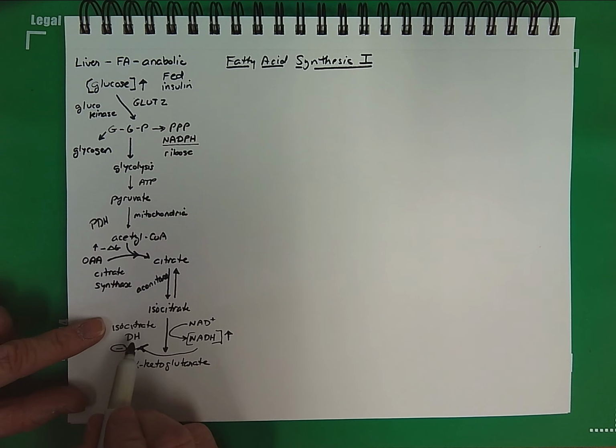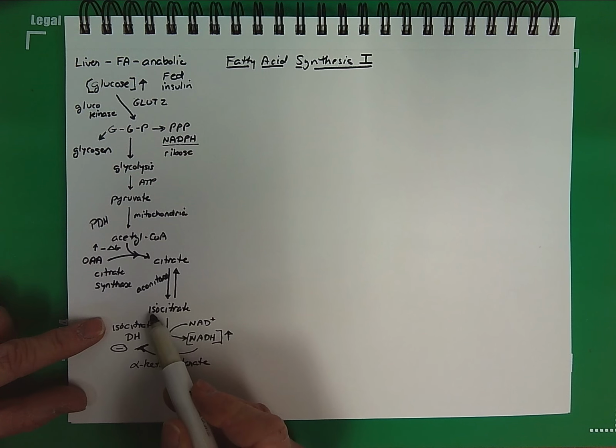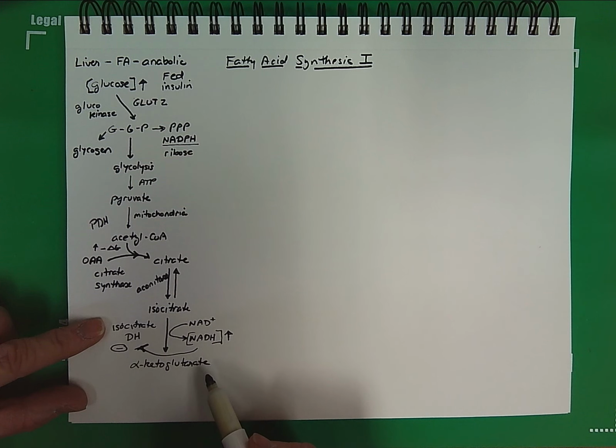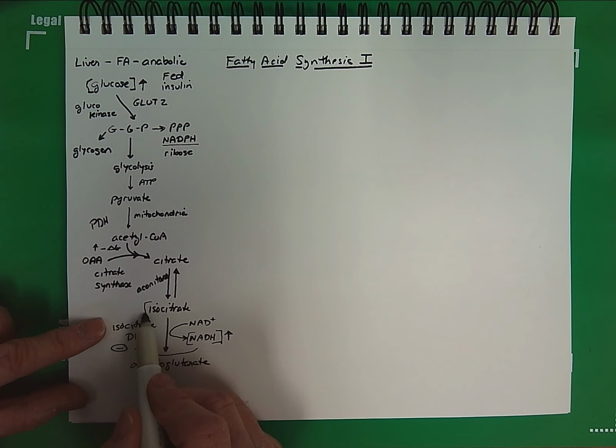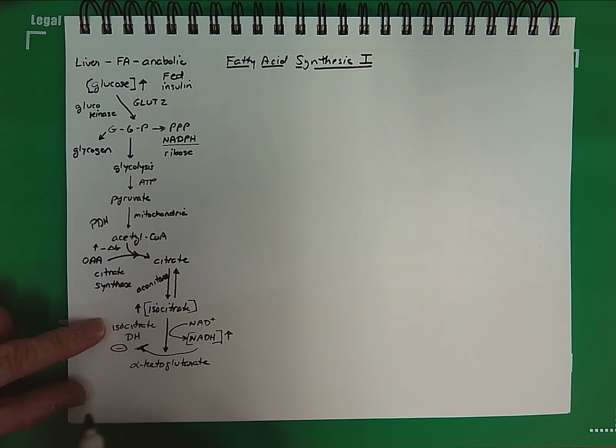By inhibiting this enzyme, we are preventing the conversion of isocitrate to alpha-ketoglutarate. Now, it is important to block this reaction because it is not reversible. So let's inhibit this enzyme, and as a consequence, we are going to increase the concentration of isocitrate.